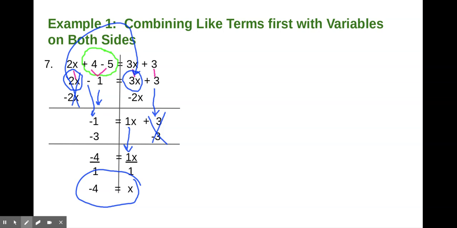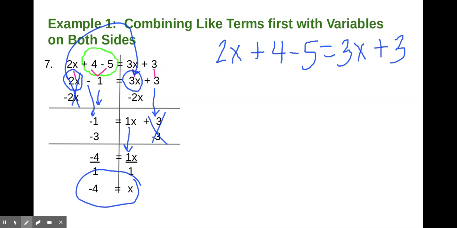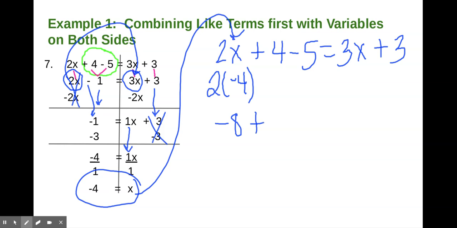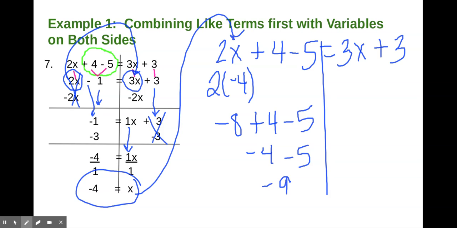And if you want to substitute it back in, you can. Since I have some space over here, I'm going to substitute that back in. So I have 2x plus 4 minus 5 equals 3x plus 3. 2 times negative 4, that's negative 8. I'm just going to rewrite my left side here. So negative 8 plus 4 gives me negative 4. Negative 4 minus 5 does give me negative 9.